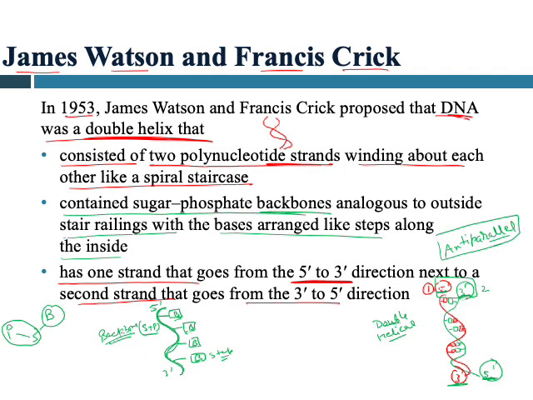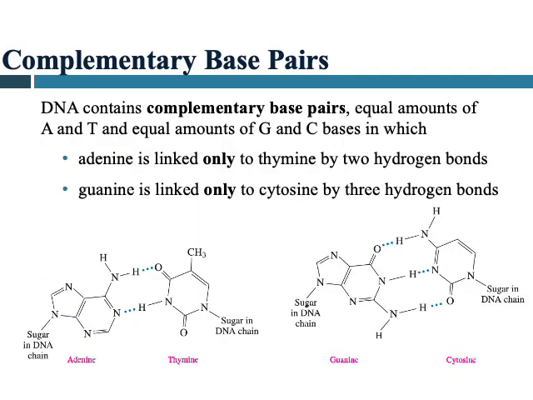Okay. So now let's talk about the complementary base pair. What is meant by complementary base pair? Like we already talked about, adenine is always equal to thymine and guanine is always equal to cytosine, right? We already talked about this. The number of adenine molecules will always be equal to the number of thymine and guanine is always equal to the number of cytosine.